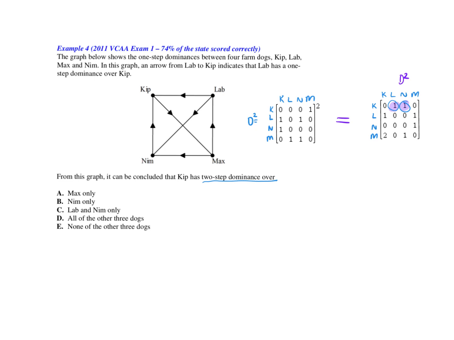If we want to just check it out, we're going to go with the C. But if we want to just check it out, let's have Kip. If we start at Kip, it can beat someone who can beat someone else. And you can see here's that 2-step dominance over Lab, because he can beat Max, who can beat Lab. And then who else can he beat? He's also got 2-step dominance over Nim, because he can beat Max, who can beat Nim in 2 steps. They're the 2-step options. Okay?